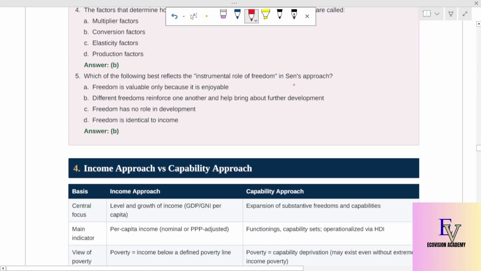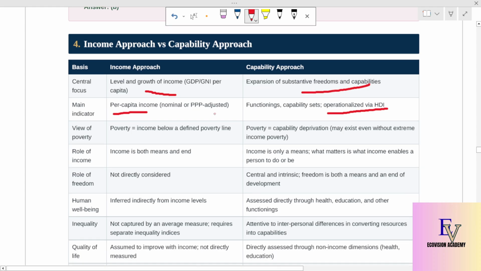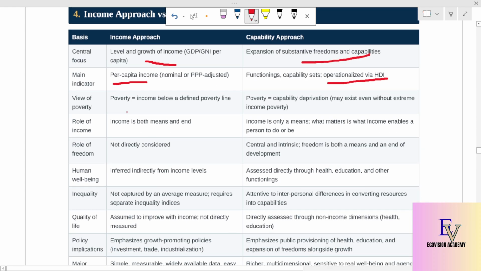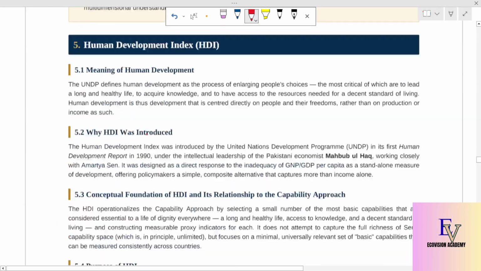So there is a distinction between the income approach and the capability approach. The first thing is that the income approach goes for the growth of income, and the capability approach goes for the freedoms and capabilities of a person. Then the main indicator is per capita income, that is, the total GDP divided by the total population, and in the capability approach it is measured by HDI. Okay, and then the view of poverty, you can just read it out by yourself, it is not so important, because we are going to go for HDI.